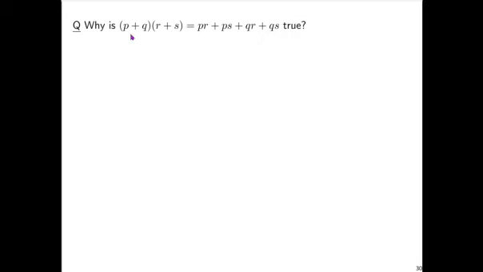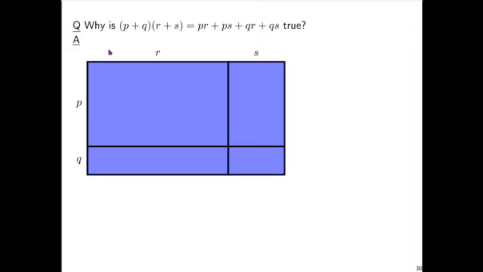Why is quantity P plus Q times quantity R plus S equal to PR plus PS plus QR plus QS? True? Well, let's draw a picture. So P plus Q, times R plus S. If we step back to interpret and analyze, there's a multiplication, and that multiplication is the area of rectangles. So there's a P plus Q. Well, plus is gluing together sticks. So there's a stick of length P glued to a stick of length Q. So from the top left corner to the bottom left corner, that's P plus Q.